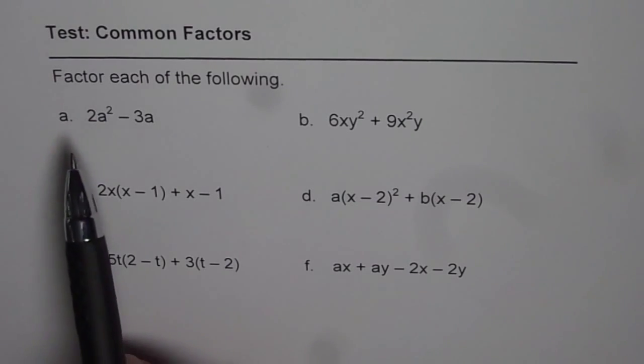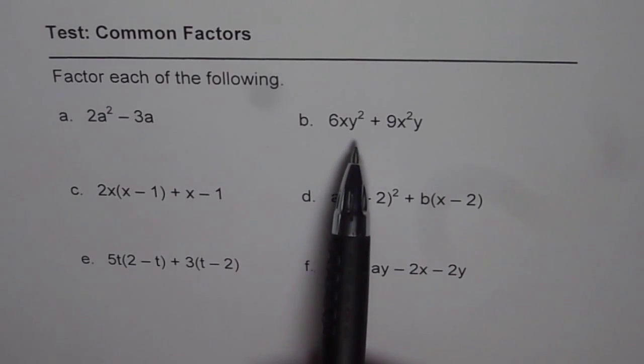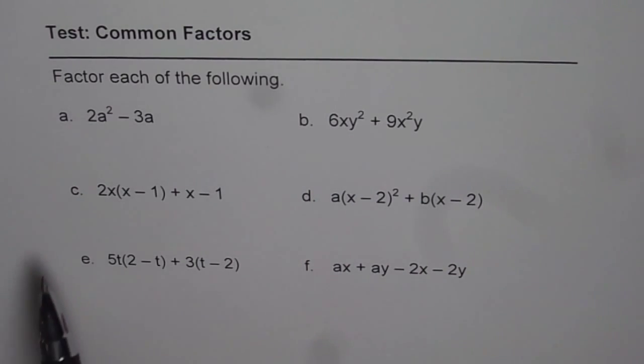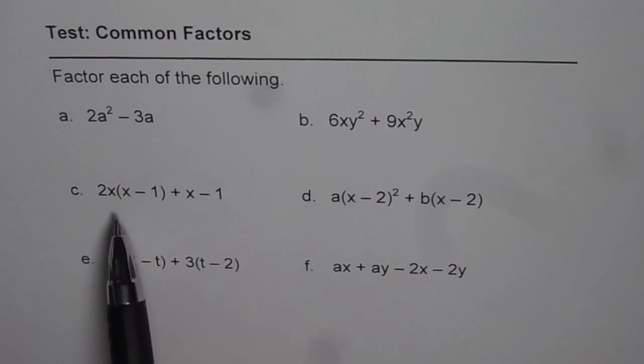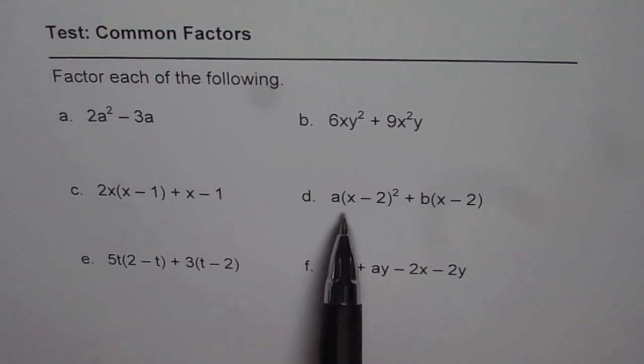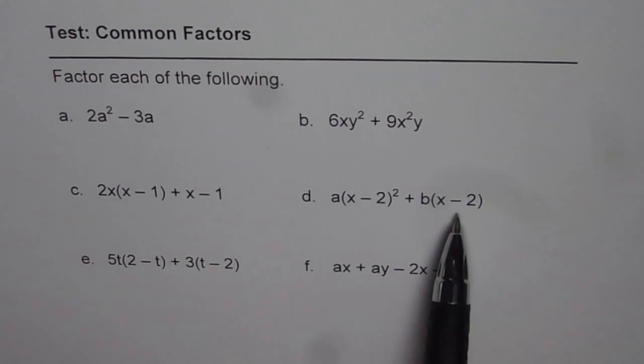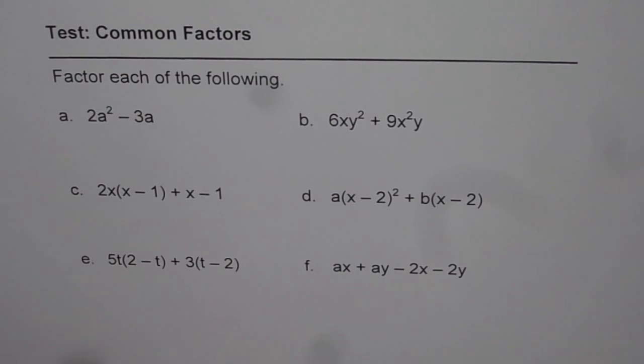The first one is 2a square minus 3a. Second is 6xy square plus 9x square y. C is 2x times (x minus 1) plus (x minus 1). D is a times (x minus 2) whole square plus b times (x minus 2). And then we have E, which is 5t times (2 minus t) plus 3 times (t minus 2). And F is ax plus ay minus 2x minus 2y.